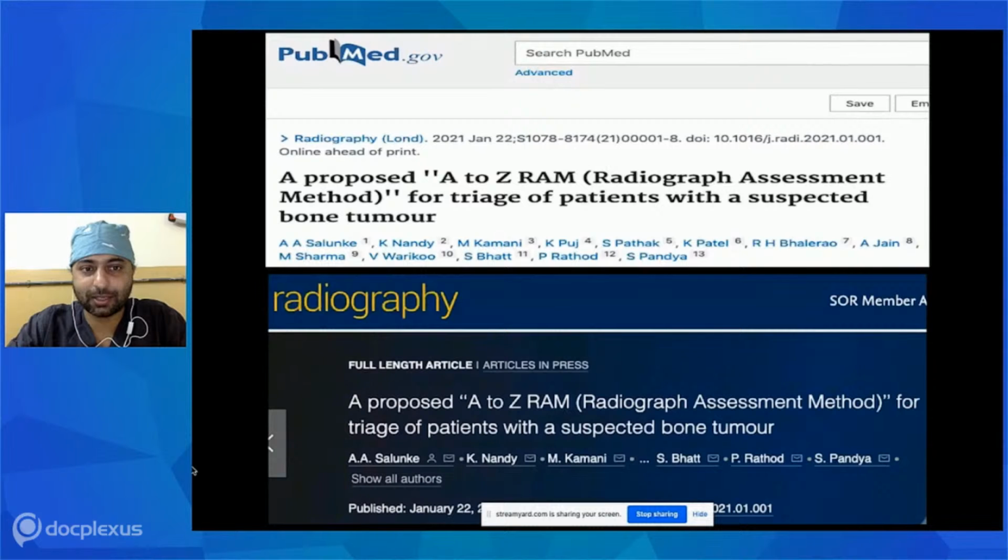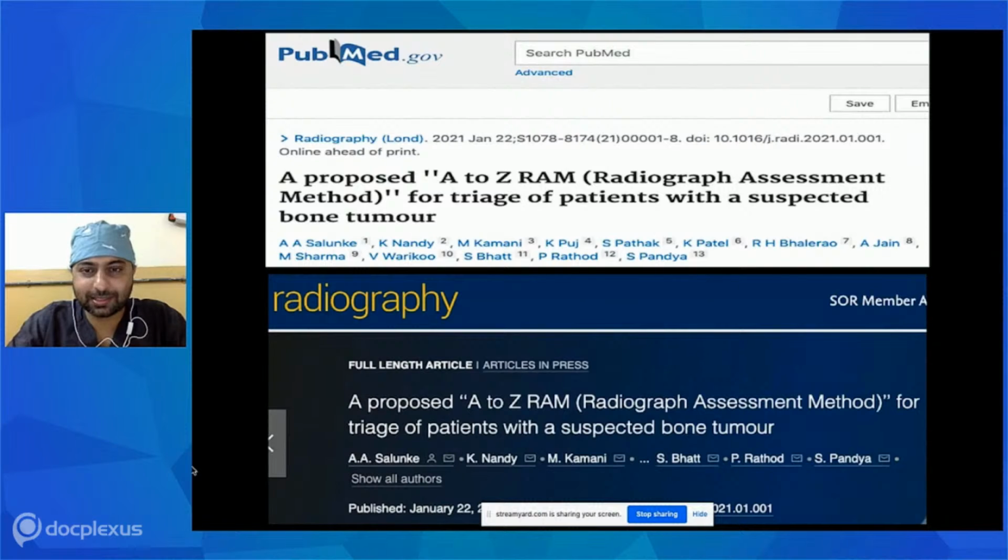And these are all my co-authors. So Kunal Nandi is there, Mayur Kamani is there, Ketul is there, Dr. Subodh Pathak, he is from Ambala, Dr. Keval Patel is there, Dr. Bhalera is there, he's an engineer who has been associated with this project with us, Dr. Abhishek Jain, Mohit Sharma, Vikas Wariko, Suprit Bhatt, Priyank Rathod and Shashank Pandya sir. So all were the co-authors for this paper.